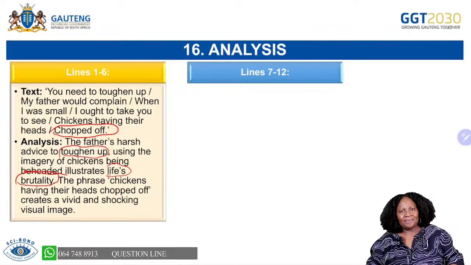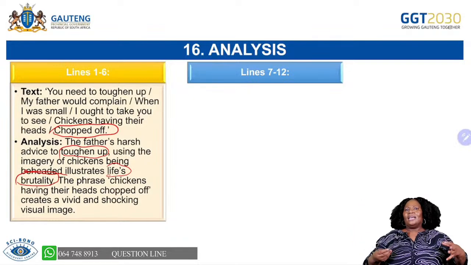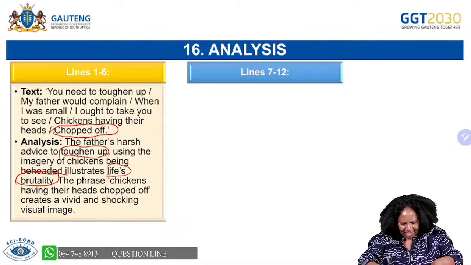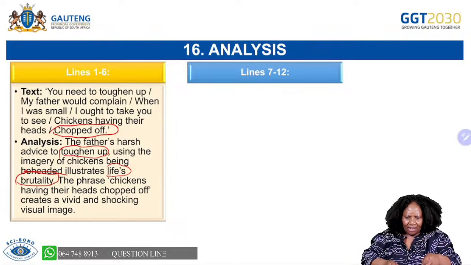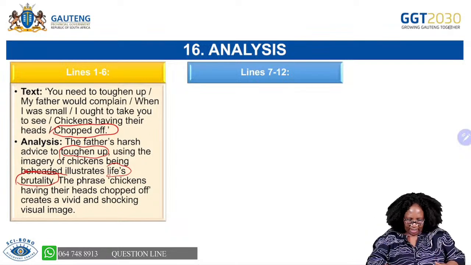Can you see the chicken? Can you see the blood splattering all over? And Beverly holding the chicken, and the father with a knife cutting off the head. Gory, shocking, vivid.